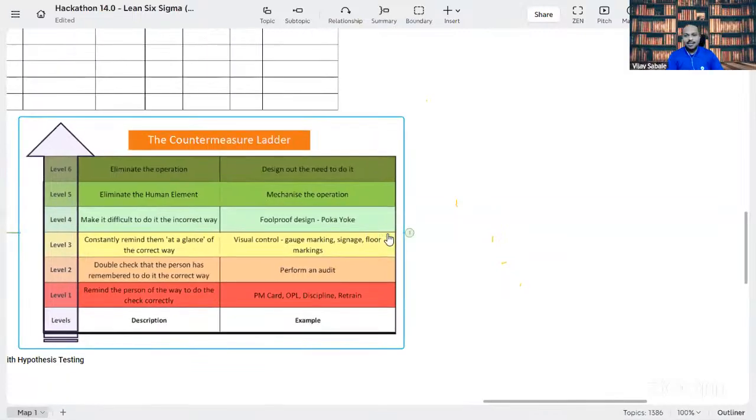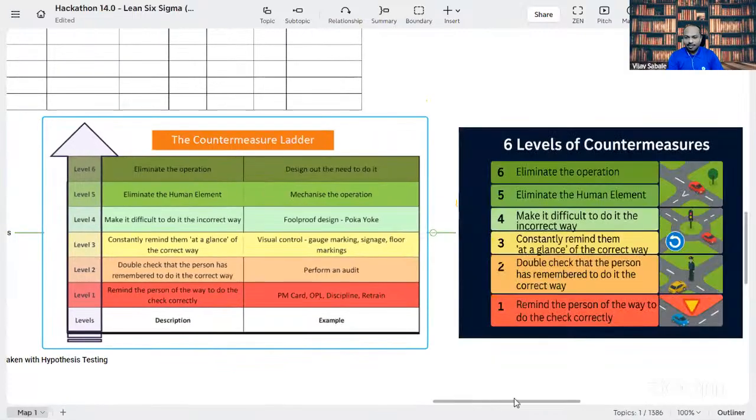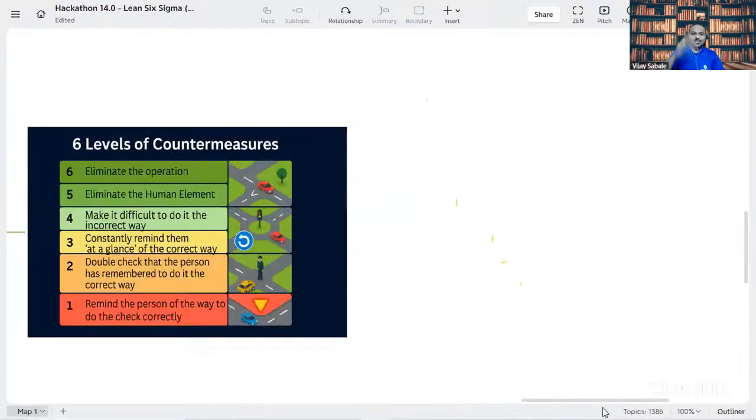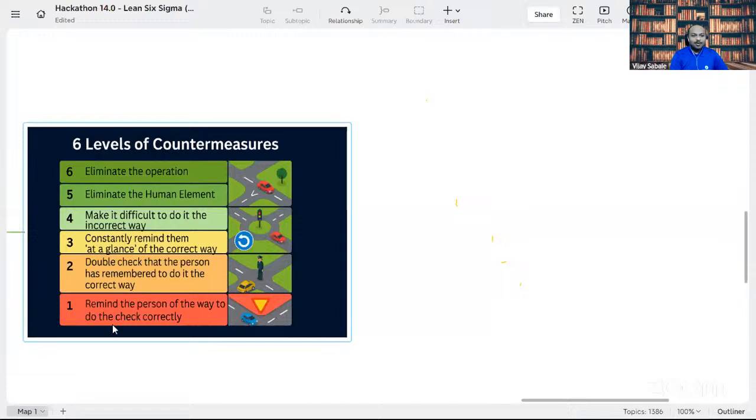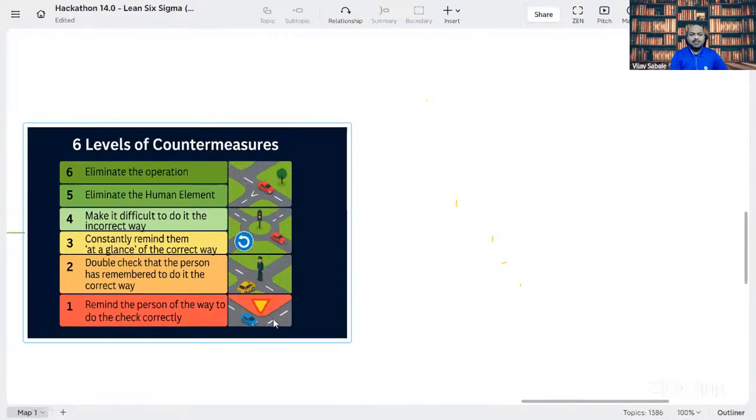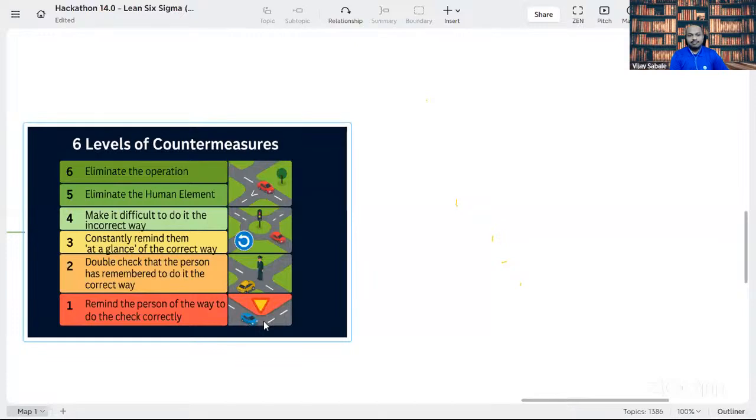So this is a short example here. I'm just taking a traffic example, so you can understand all these 6 levels of countermeasure. The level 1 here is to remind the person of the way or to do the check correctly. There is no system, nothing. The person who is going to drive needs to check, and then can go ahead. There is a problem, like cars going from this side as well as that side, so an accident can happen.